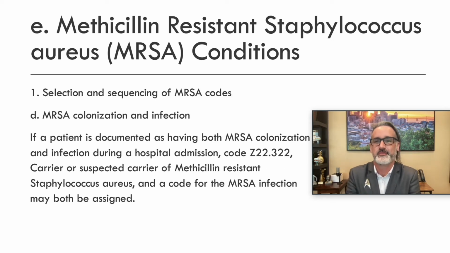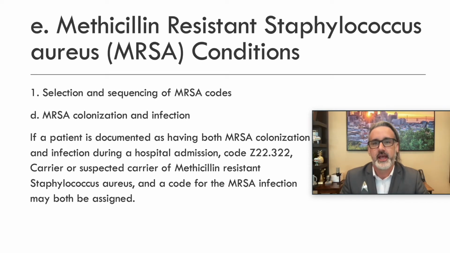And now to wrap it up, we have the MRSA colonization and infection, which we just talked about in the last guideline, but as you can see, sometimes the guidelines are repetitive. So we have 1D, MRSA colonization and infection. If a patient is documented as having both MRSA colonization and infection during hospital admission, code Z22.322, carrier or suspected carrier of methicillin-resistant Staphylococcus aureus, and a code for the MRSA infection may both be assigned.